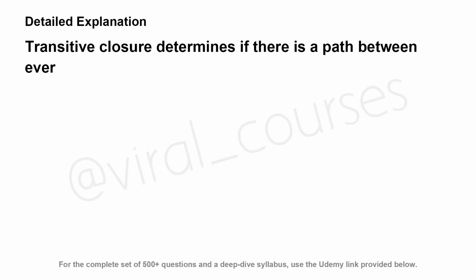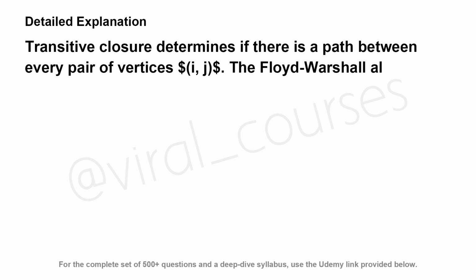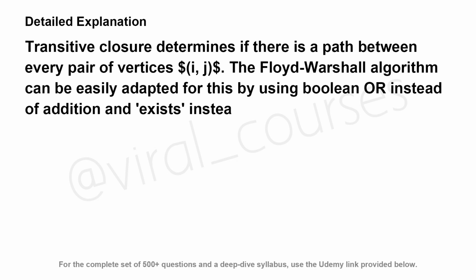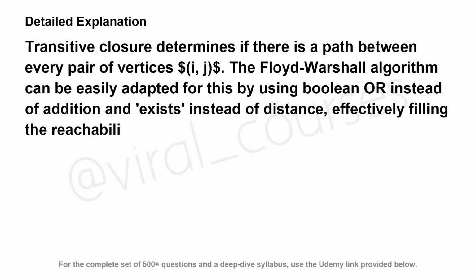Transitive closure determines if there is a path between every pair of vertices $I, J$. The Floyd-Warshall algorithm can be easily adapted for this by using Boolean OR instead of addition, and exists instead of distance, effectively filling the reachability matrix in $O(V^3)$.